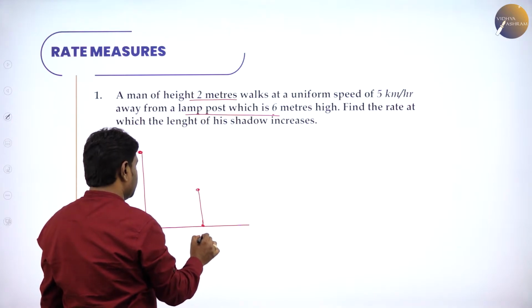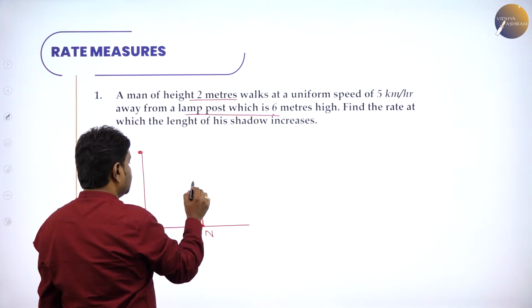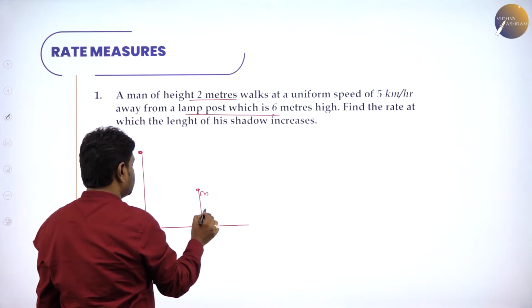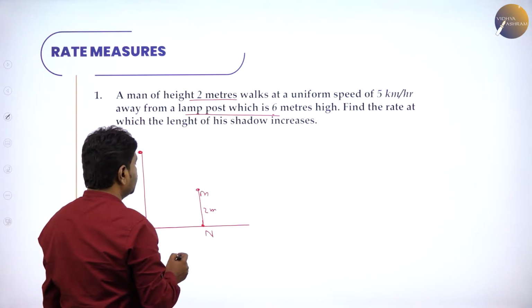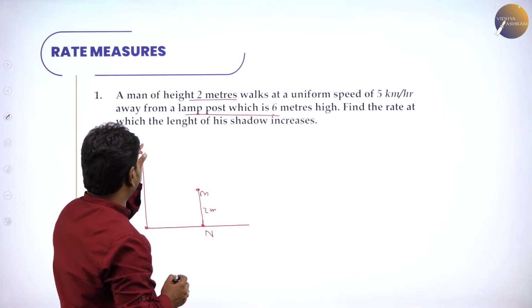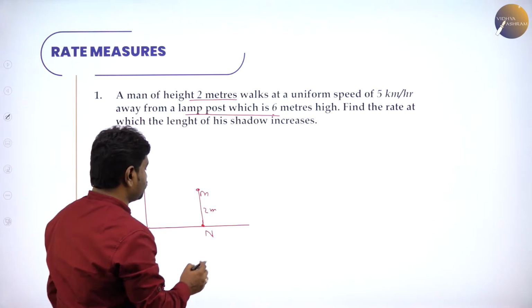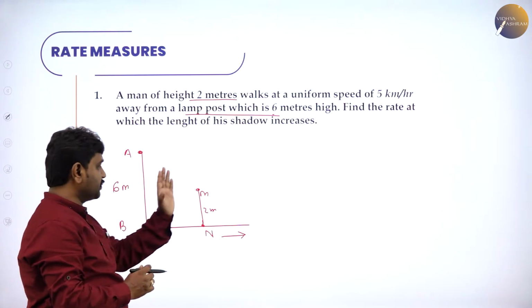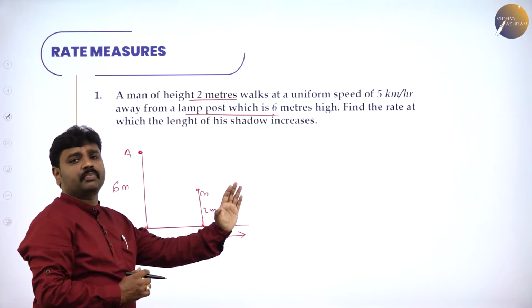So in the diagram, MN represents what? Man. And man is at a height of what? Man is at height of 2 meters. This is 2 meters. This is also given. And if the man is moving away from the lamppost, means man is moving like this. This is the direction. This is the lamppost and this is a man. Man is moving away from the lamppost.